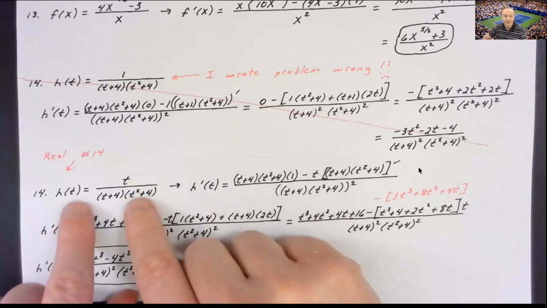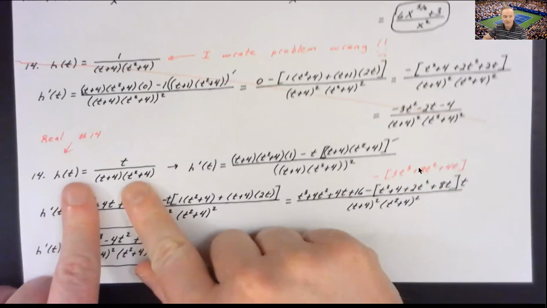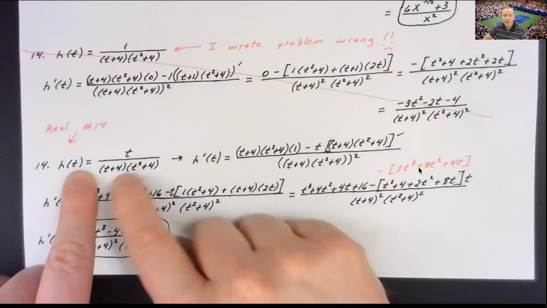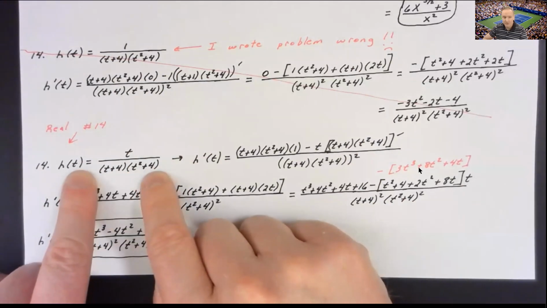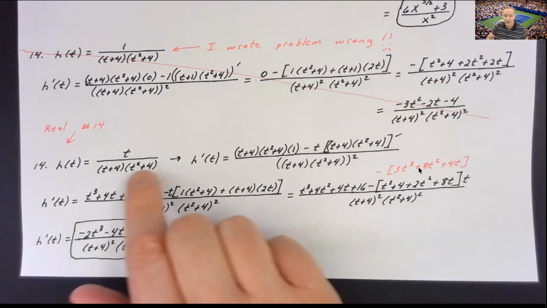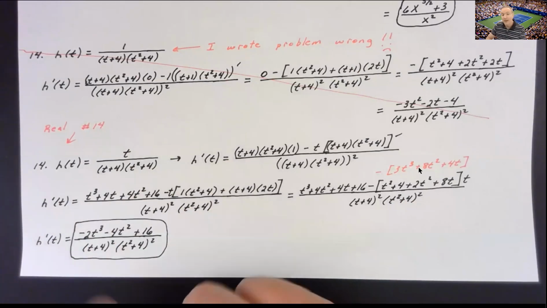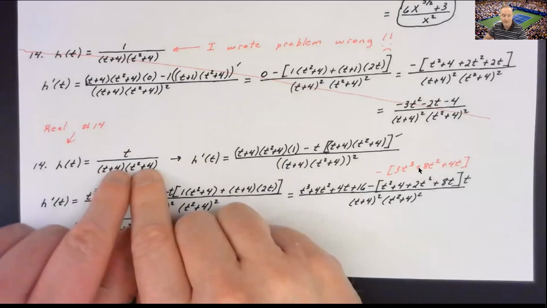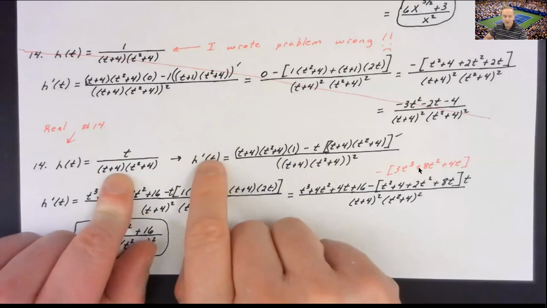So the real number 14 is right here. This is what Achieve wanted me to do. It gave me the function h of t is equal to t over t plus 4 times t squared plus 4. Now, if I were just doing this problem by any method, it would really be best and easiest to go ahead and FOIL out that denominator and work with that. But I tried to keep it with how Achieve would want me to work the problem, and I really want to do the quotient rule and product rule wherever I can. So I left everything as it is and didn't algebraically simplify, and I just took my derivative.